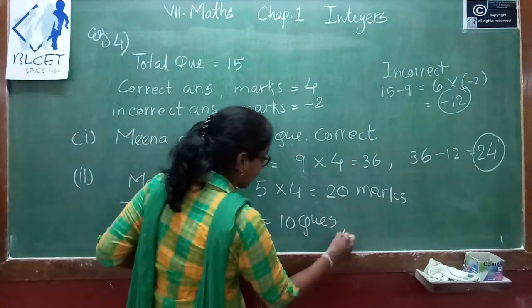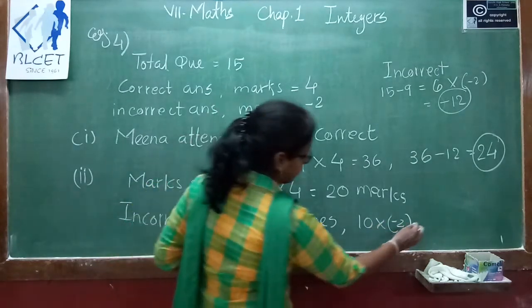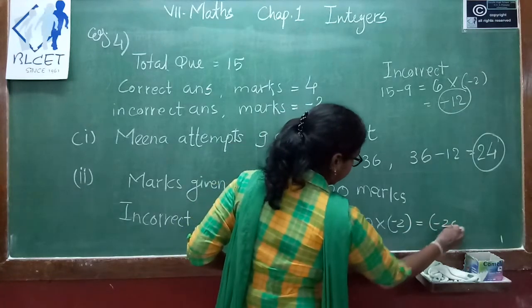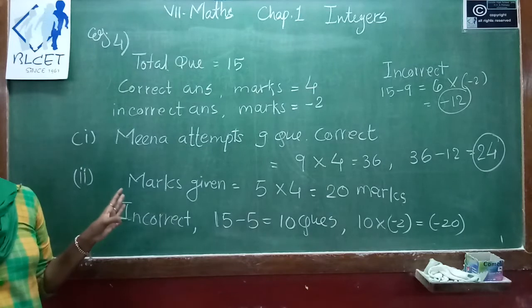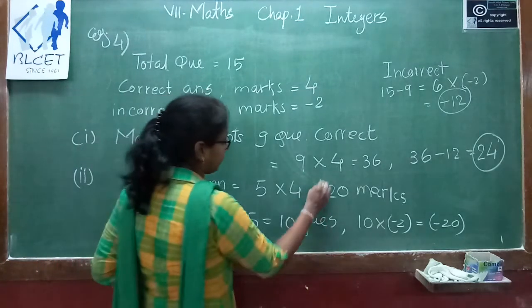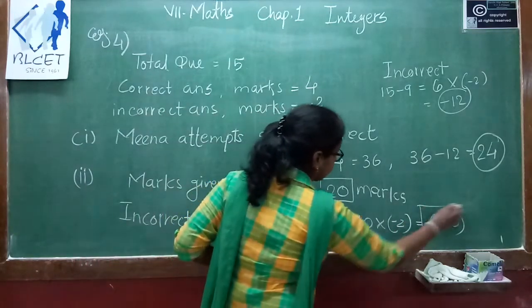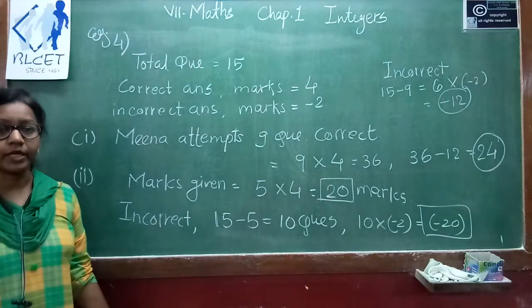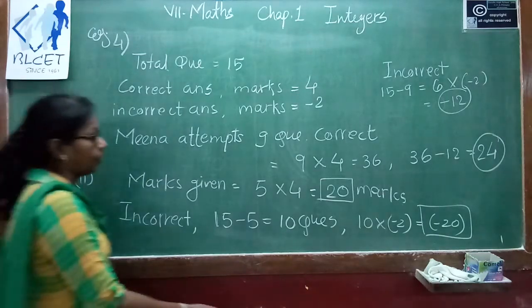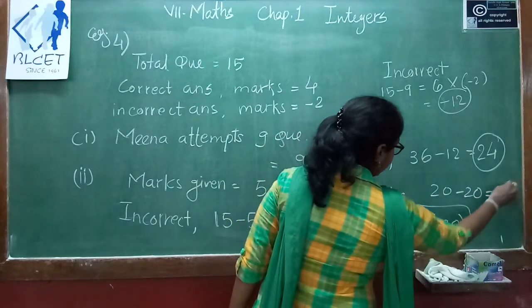So for this the marks is equal to what? 10 into minus 2. So what is the answer? Minus 20. So finally, what is the score of her friend? See, for correct answers, 20 marks. Incorrect answers, minus 20 marks. So what is the score? 20 minus 20 is equal to 0.